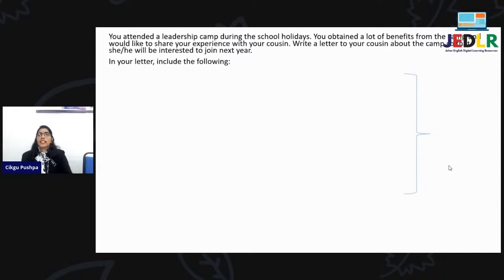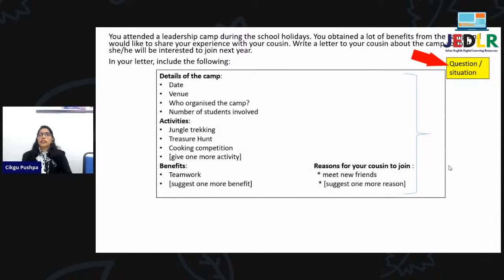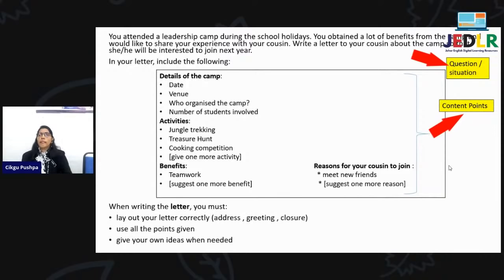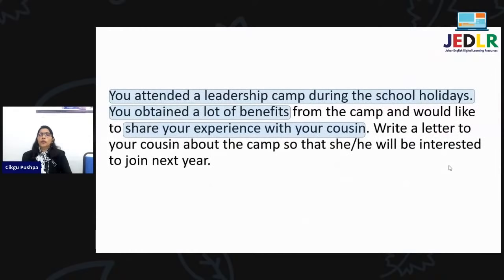Now, imagine that this is the question that you have. The first thing that you have to know is the parts of the question. This is the first part, the question, which is also known as a situation. This is the next part, where you can see all the content points. And here comes the final part, which is the additional instructions. So, as an SPM candidate, you should know that there are 3 parts in a question. Now, let's look at the first part. This is the question. Before you answer the question, you have to read the instructions carefully.